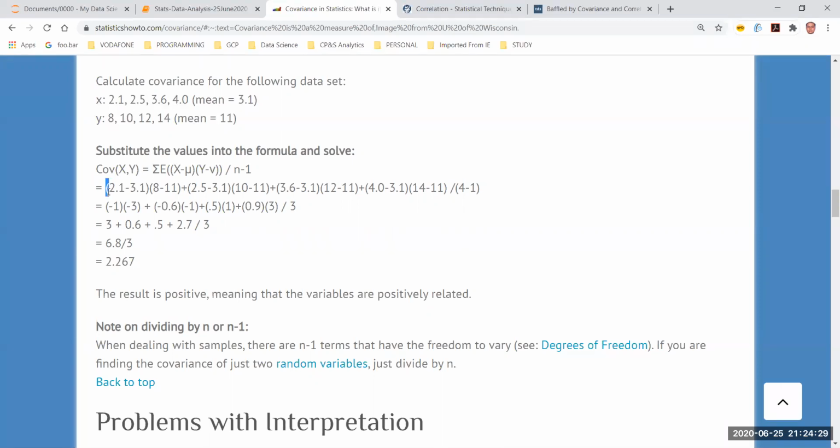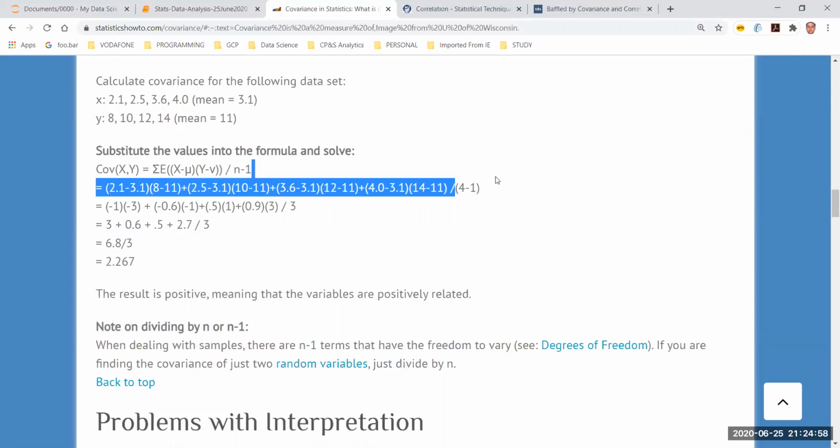I'm not going to do a summation of x's first and then multiply. No, that's not what I'm going to do. I'm going to take the summation of a combination of each and every activity that I'm doing over here. So 2.1 minus 3.1 multiplied by 8 minus 11 becomes my first item. Then 2.5 minus 3.5, multiplied by 10 minus 11. So that becomes this factor, right? Then this one, then this one. Then I divide it by 4 minus 1.